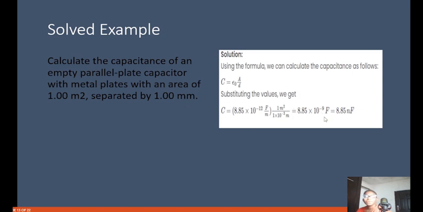And you remember that when we were talking about the unit for capacitance, we told you that 10 to the minus 9 is nanofarad. So this is 8.85 times 10 power minus 9 farad, and this can be represented as nanofarad. So you just have 8.85 nanofarad.